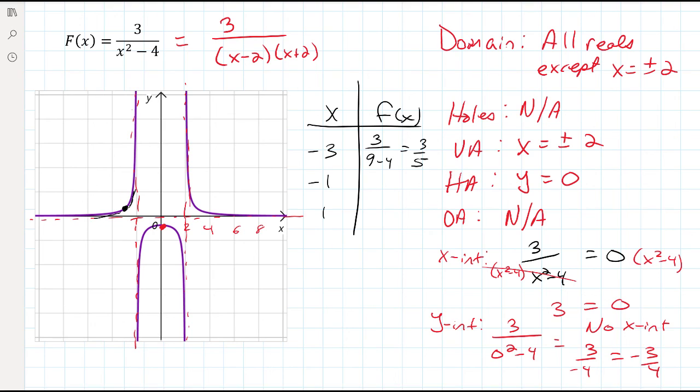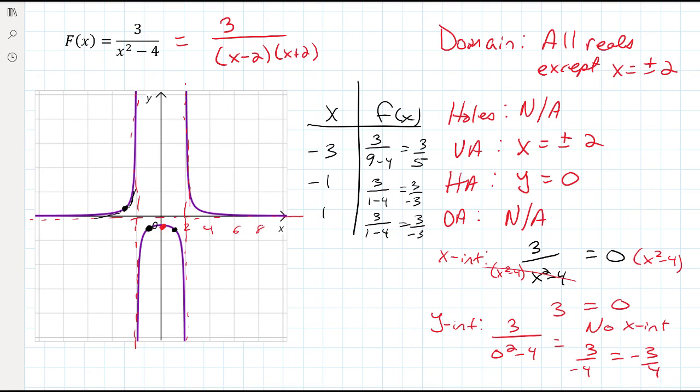Well, when x is negative 1, we're going to get 3 over negative 1 squared, which is a positive 1, minus 4. So that's 3 over negative 3. That's a negative 1. So we have the ordered pair (negative 1, negative 1), right there. Okay, when x is positive 1, we're going to get the exact same thing. And that's where that point comes from.